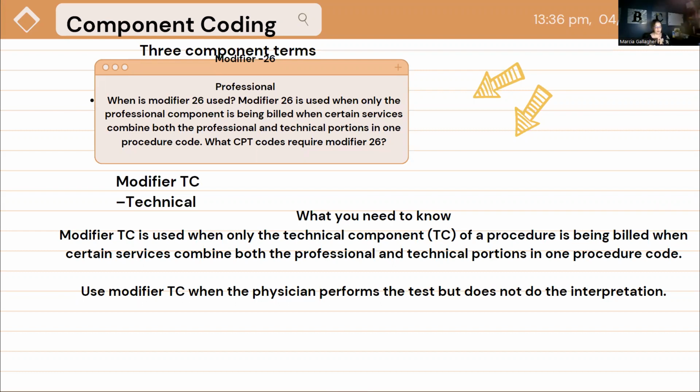What you need to know about modifier TC is it is used when only the technical component of a procedure is being billed, when certain services combine both the professional and technical portions in one procedure code. Use modifier TC when the physician performs the test but does not do the interpretation. So let's learn a little bit more.